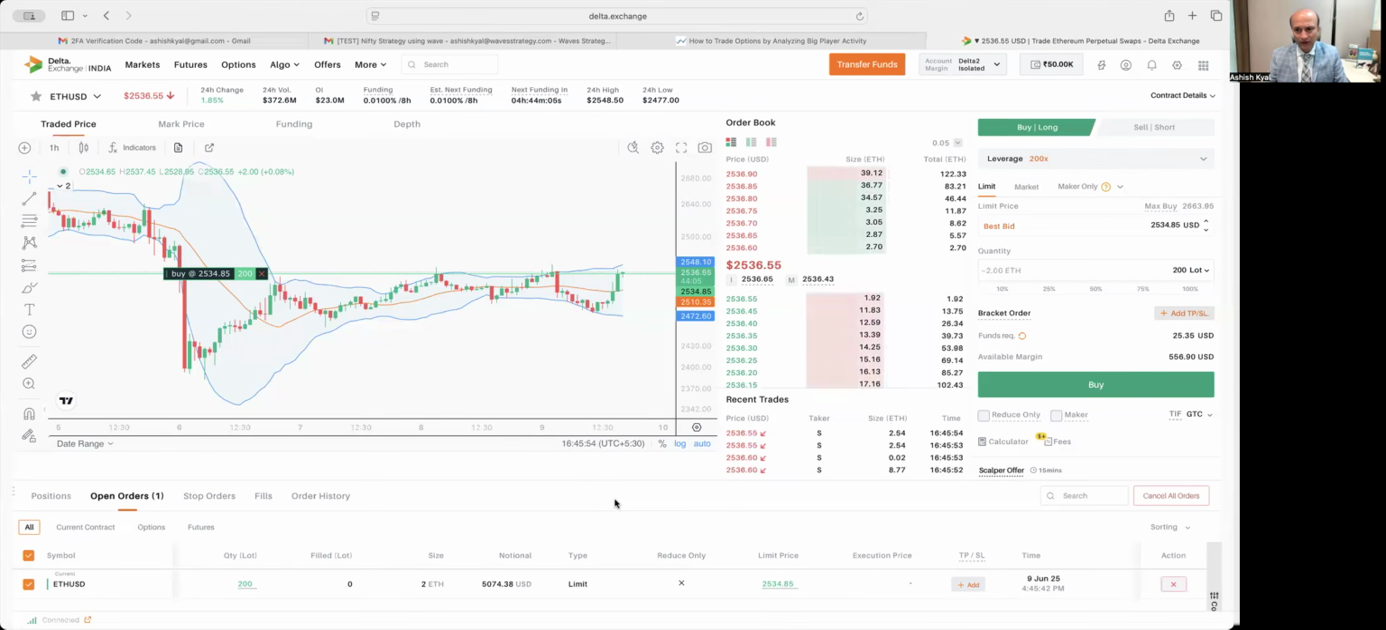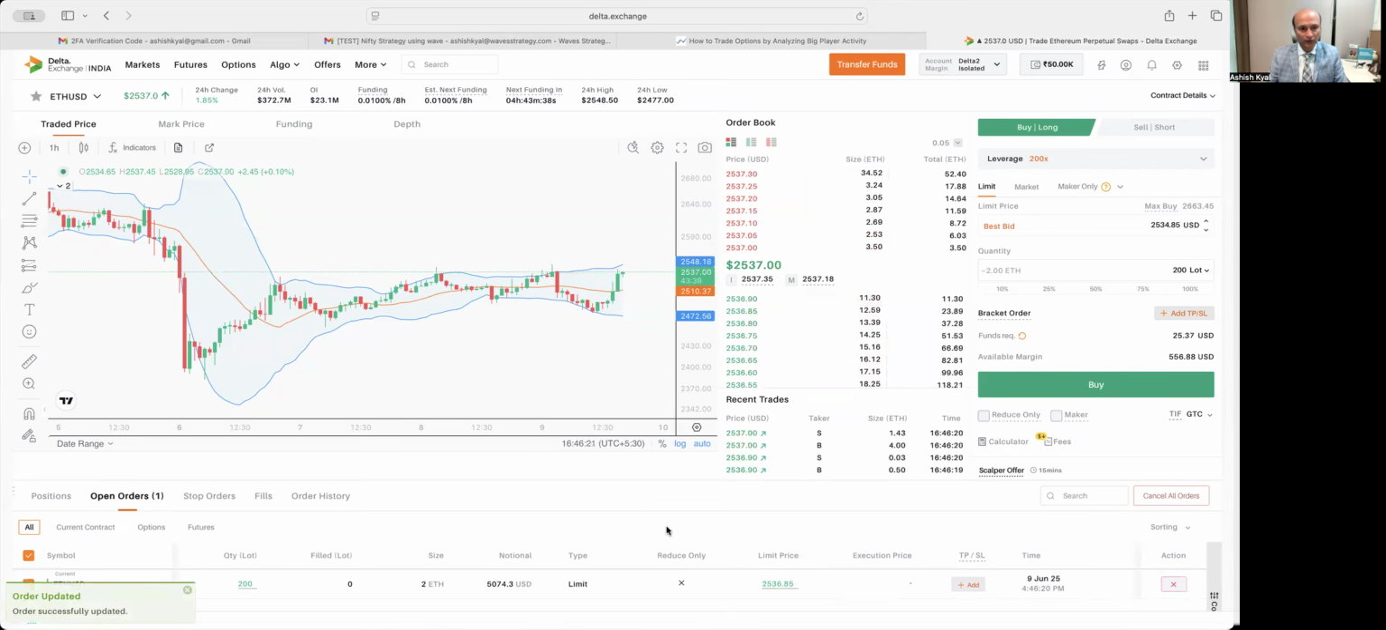So let me just execute it for you and then place a stop loss. So हमने ऑर्डर प्लेस किया हुआ है हमारा 2 इथेरियम का 2534.85. By the time I was explaining to you, the price already went up. So यहां पर अगर मैं चेंज कर देता हूं 253, अभी फिलहाल चल रहा है 36. Okay, and I'll just change that. It will get executed. So the order is successfully updated.